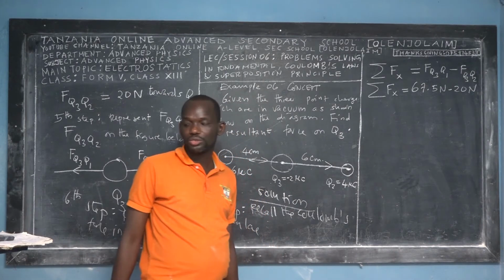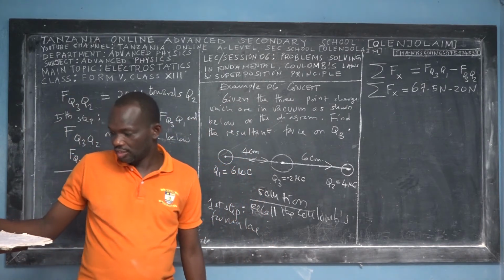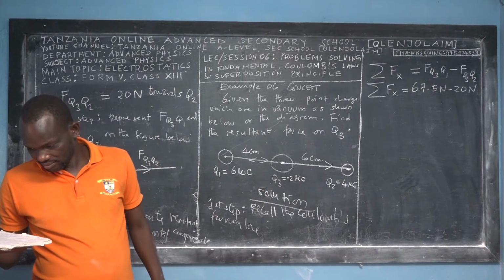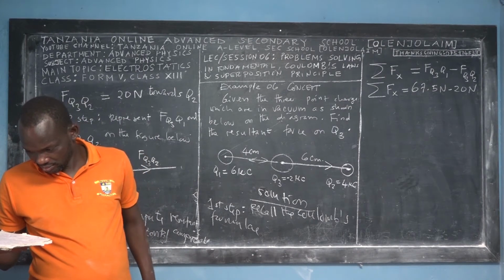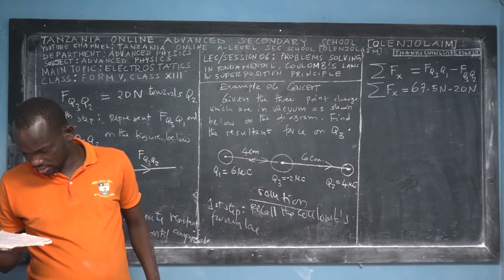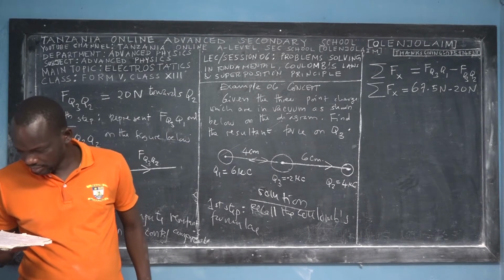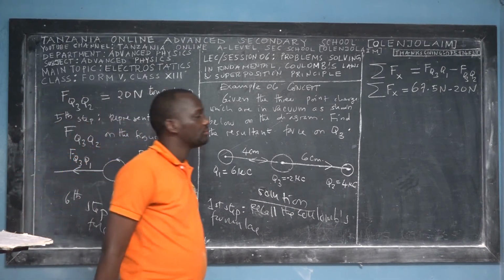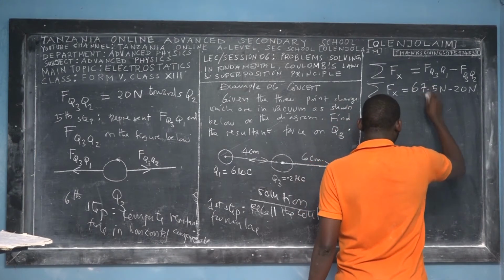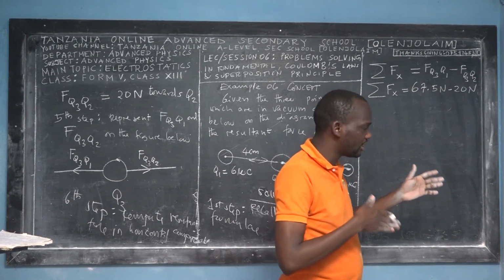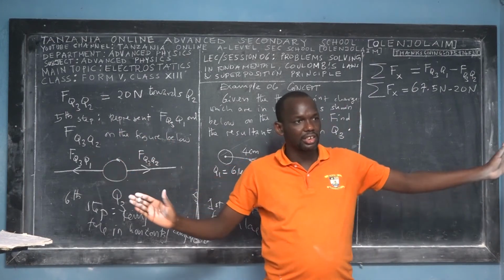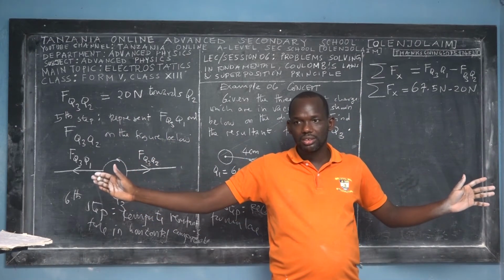Opposite directions, you subtract. Opposite direction we subtract. We subtract, yeah. Subtract, that's all. Same directions you add. Same directions mean that they are supporting each other. Opposite direction means this is going this side, so one is going to win.